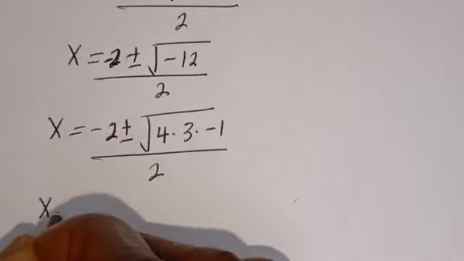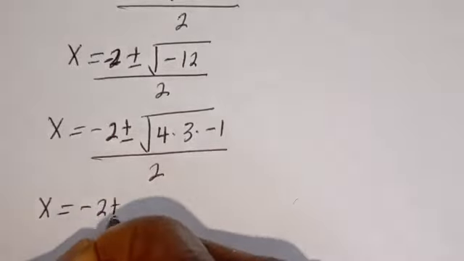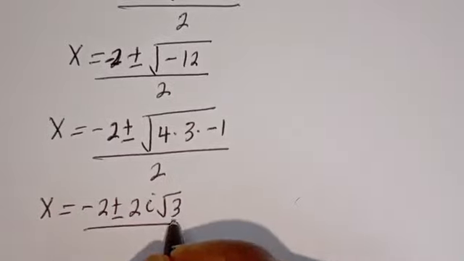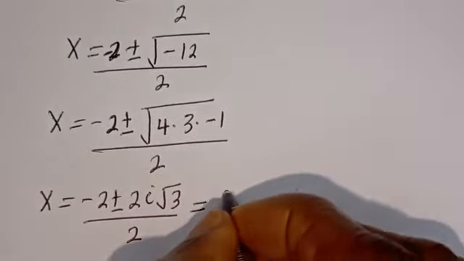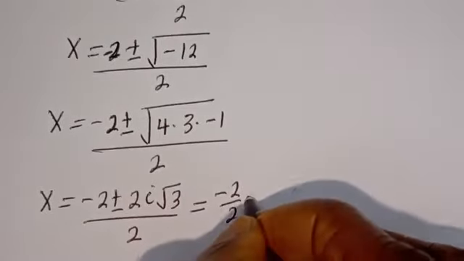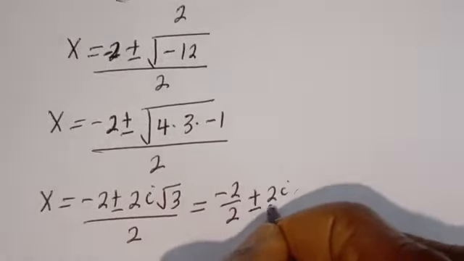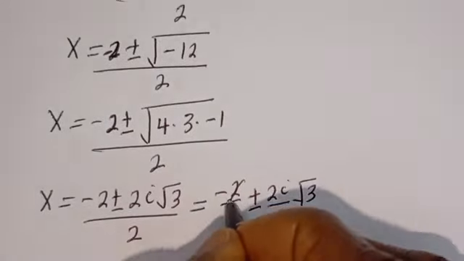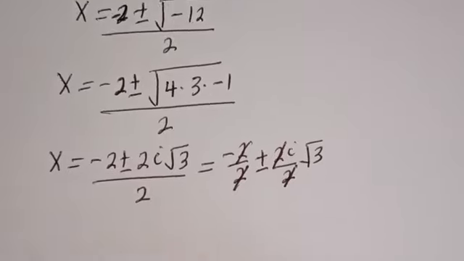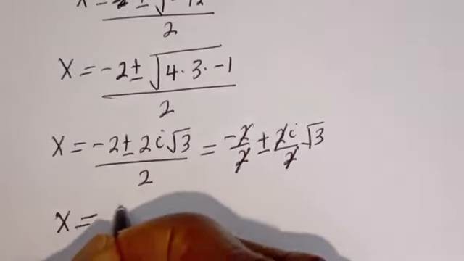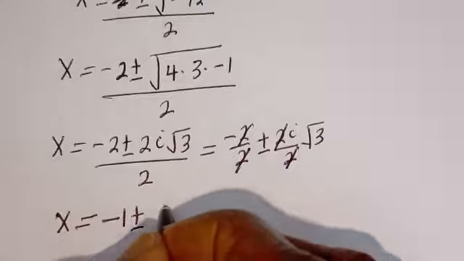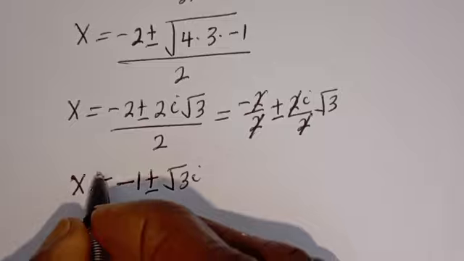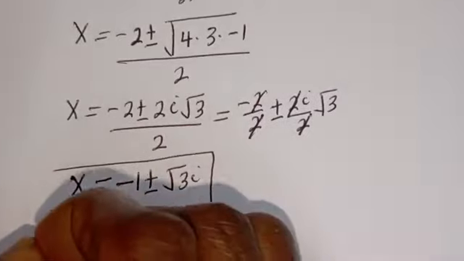Then s is equal to minus 2 plus or minus 2i root 3 divided by 2. And this is equal to minus 2 divided by 2 plus or minus 2i divided by 2 root 3. Then these two will cancel. s is equal to minus 1 plus or minus root 3i. These are the other values of s.